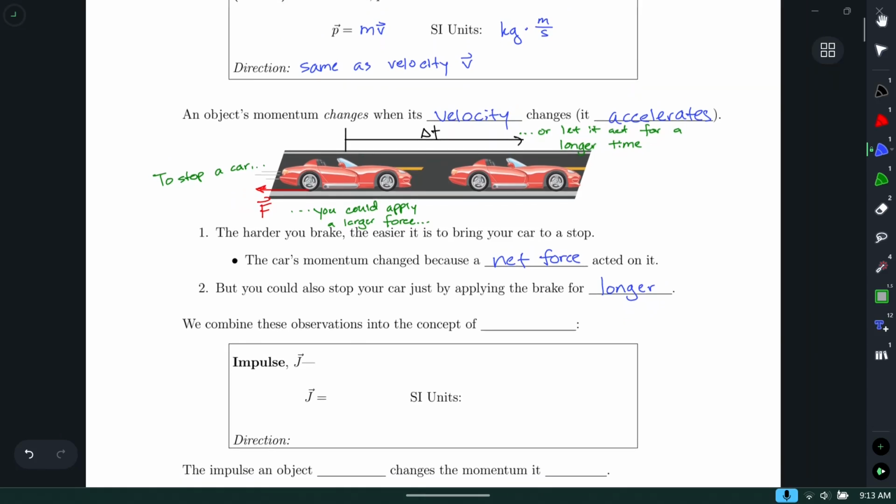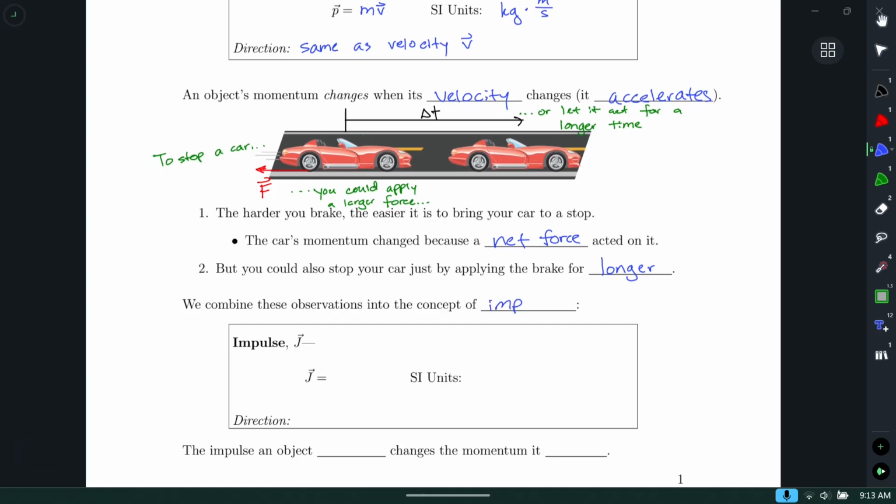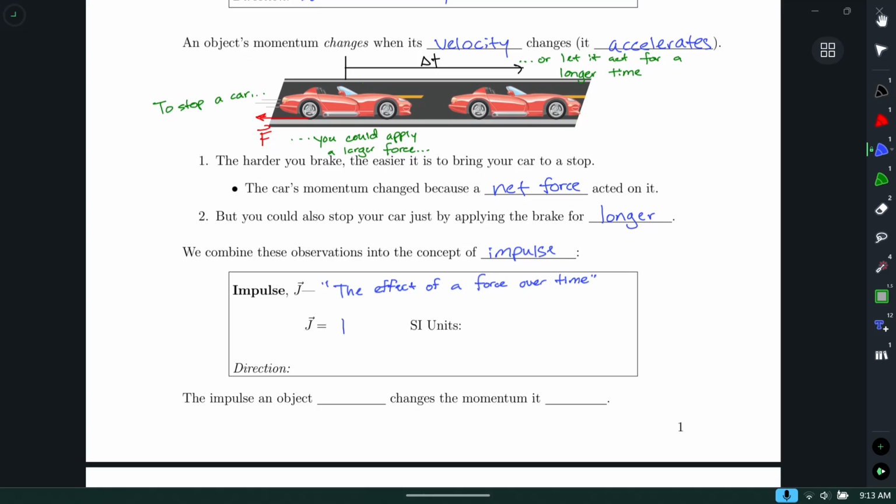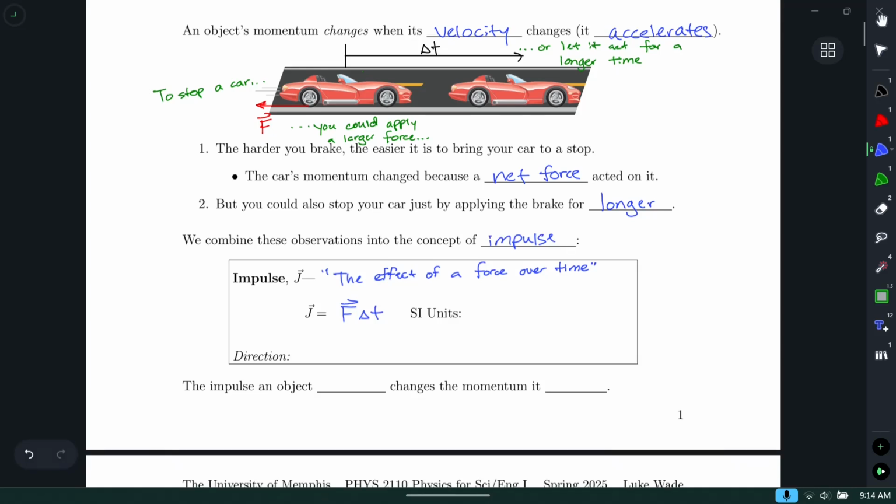And so if force and time are the relevant quantities, let's turn that into a new thing. We call it impulse. That's what changes the momentum of an object. So loosely, impulse is the effect of a force over time. You could compare it to work, which is the effect of a force over distance, FD. This will be F, now a vector, delta t. So this has a direction, it's the same as the force.